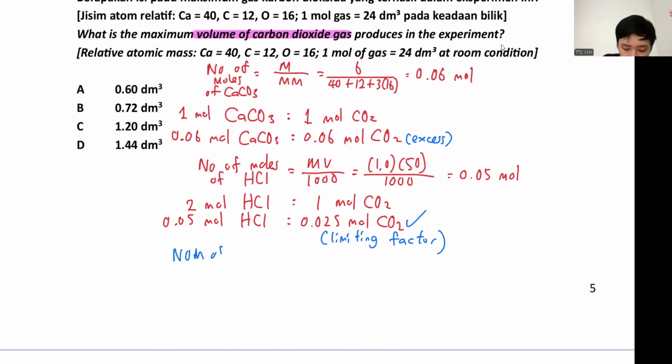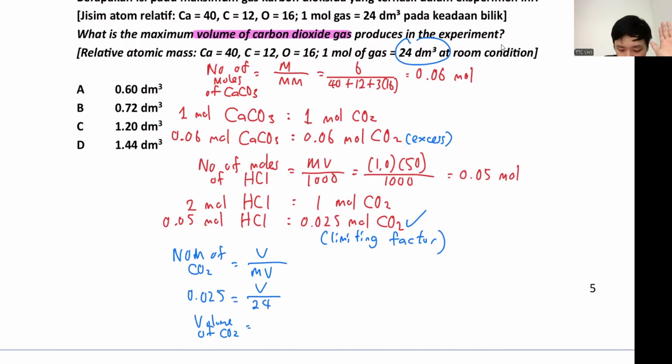So number of mole of CO2 equals volume over molar volume. So mole is 0.025. Volume we don't know. Molar volume is 24. So the volume of CO2 is 24 multiplied by 0.025, which is 0.6 dm cube. So the answer is A.